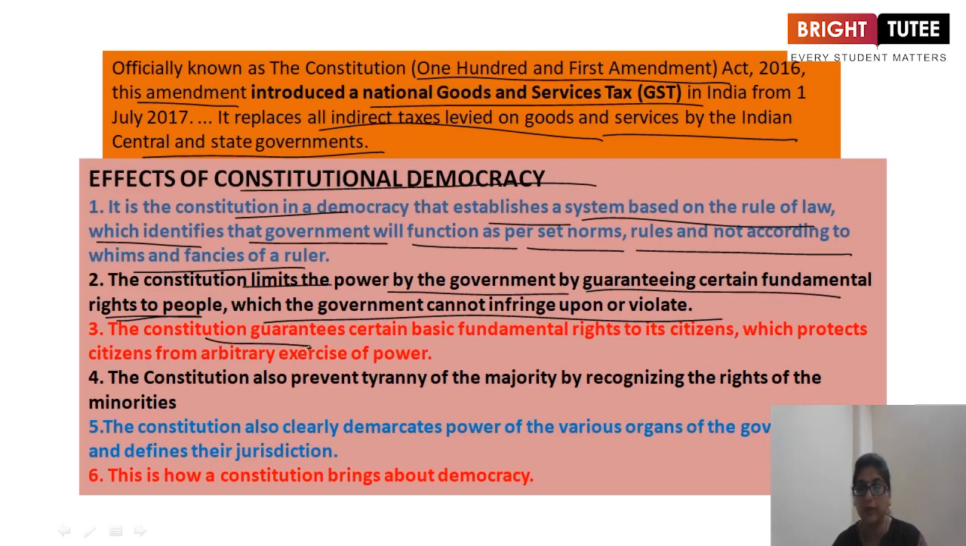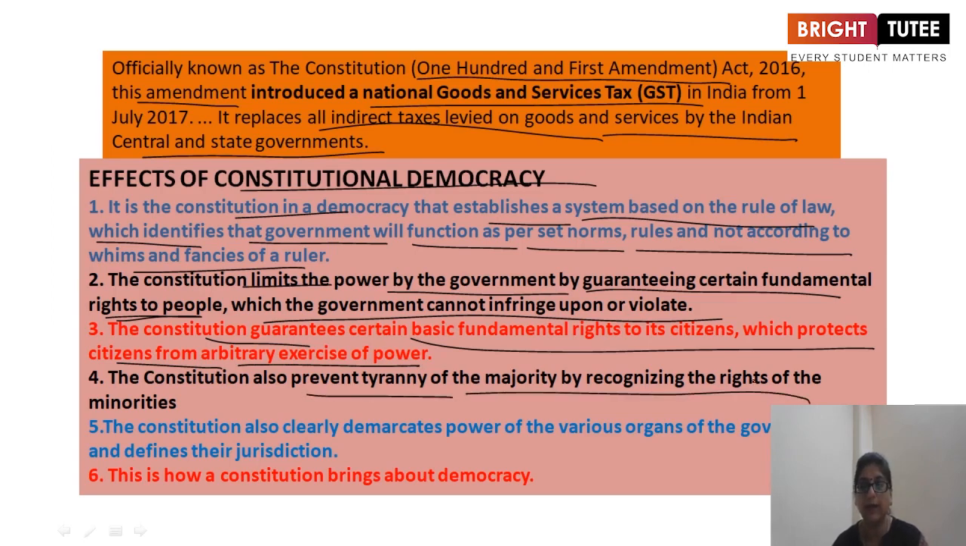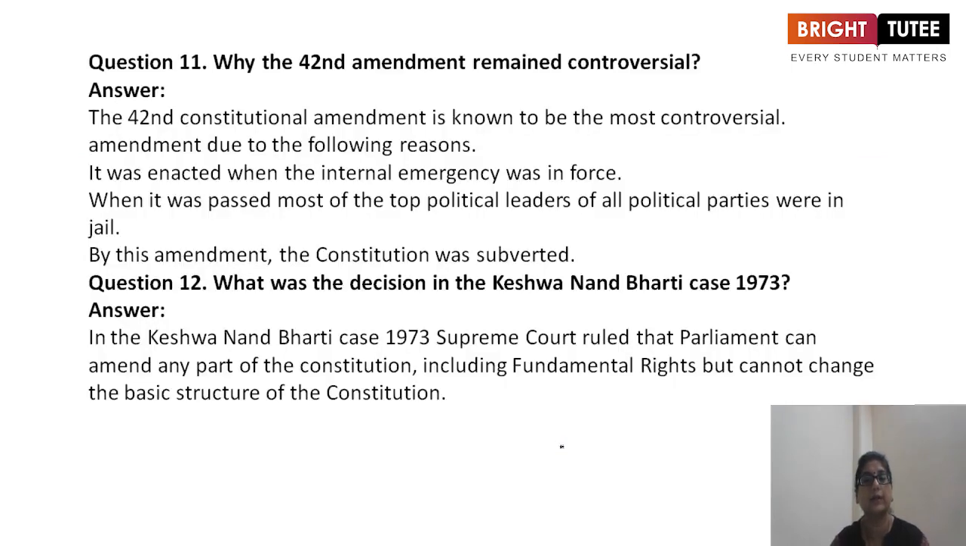And the constitution guarantees certain basic fundamental rights to its citizens, which protects citizens from arbitrary exercises of power. The constitution also prevents tyranny of the majority by recognizing the rights of the minorities. And the constitution also clearly demarcates the power of the various organs of the government and defines their jurisdiction. And this is how a constitution brings about democracy.